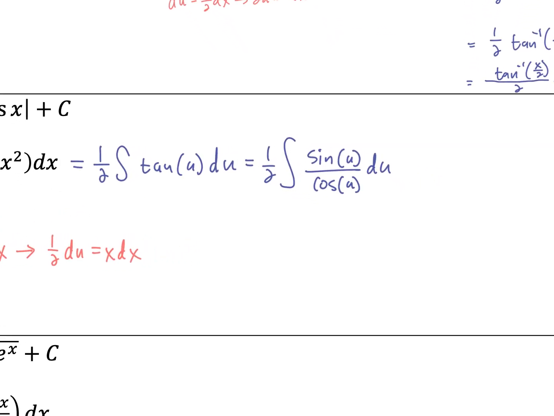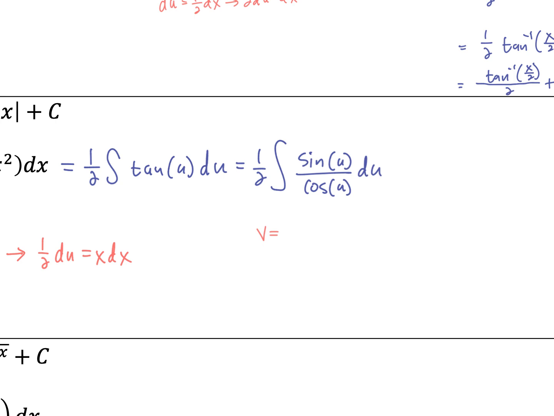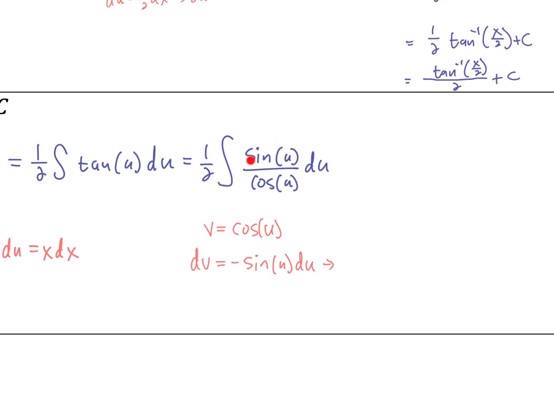So we'll make the bottom equal to v. And then if we take the derivative, okay, and then we'll multiply both sides by a negative, because here we have a sine u du, but here we have to get rid of this negative. So just multiply both sides by a negative, so it'll be negative dv equals sine u du.